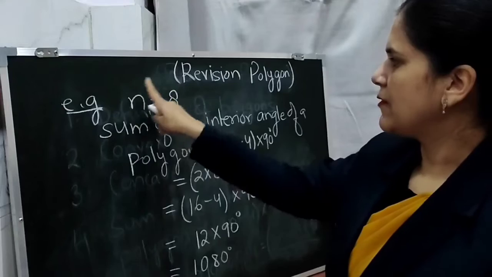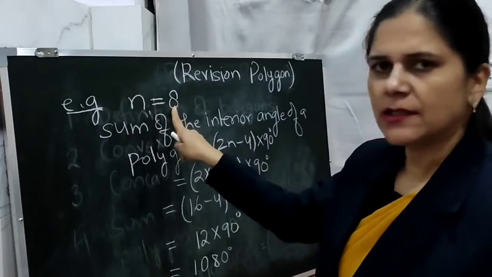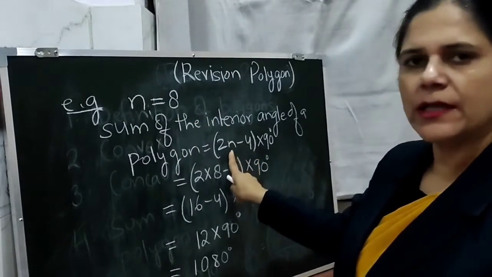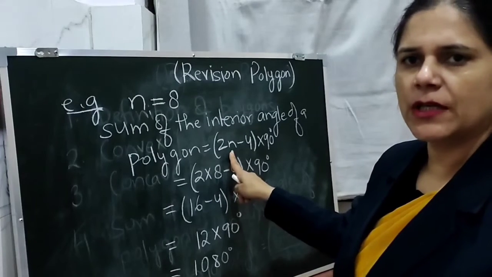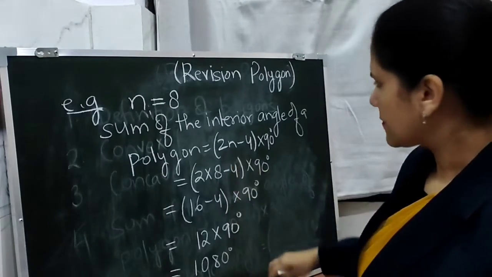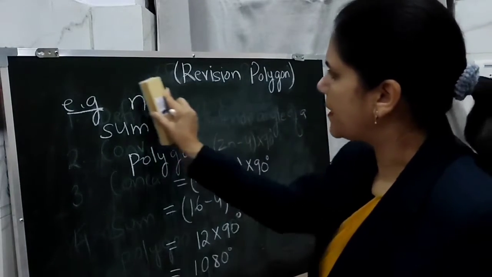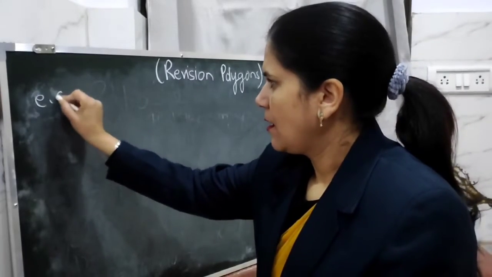Like this, all the questions can be solved if they ask you for the sum of the interior angles. They will be giving you the value of n here. Substituting that value in the given formula, we can calculate the sum of the interior angles of the polygon.